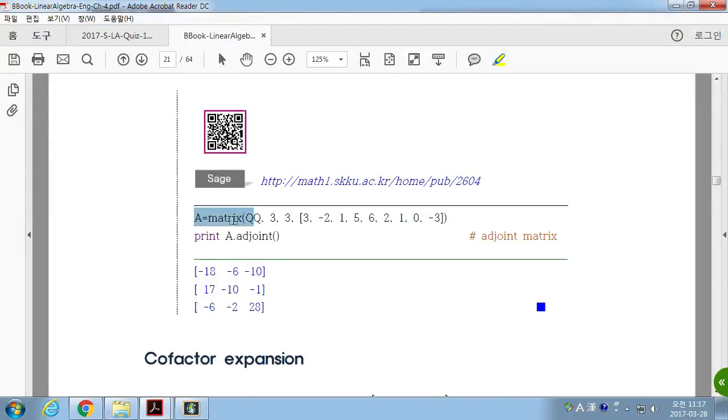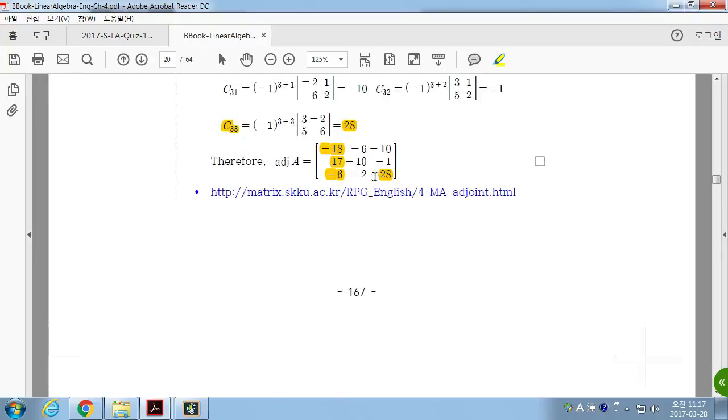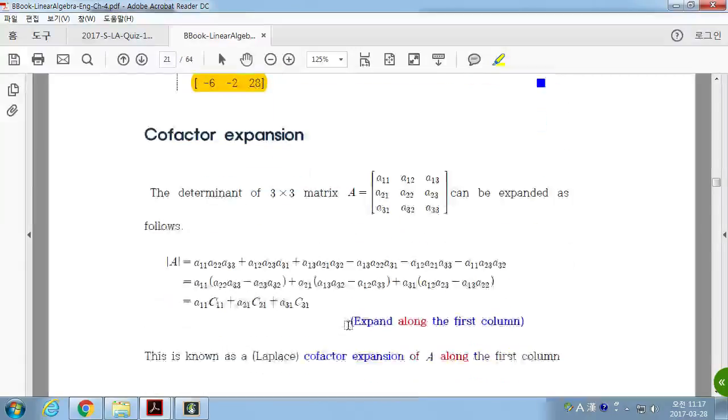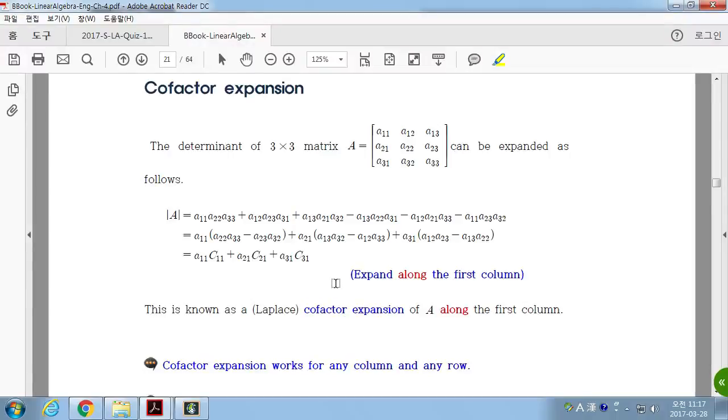If you define a matrix, then this command gives you the adjugate of a given matrix, which is the same as what you found here. So for any large matrix, this command will give you the adjugate, or classical adjoint, of the given matrix.